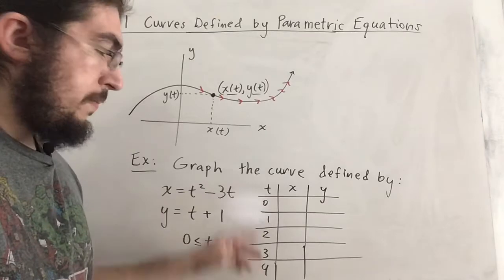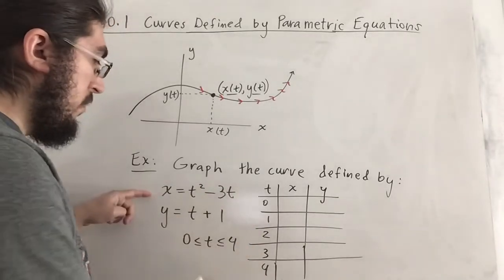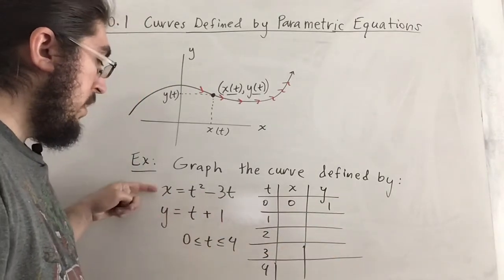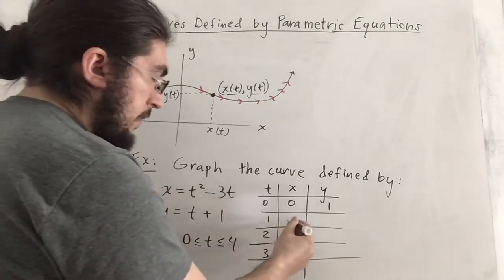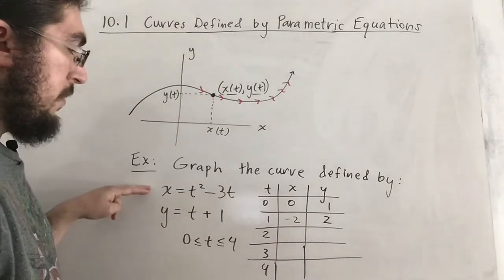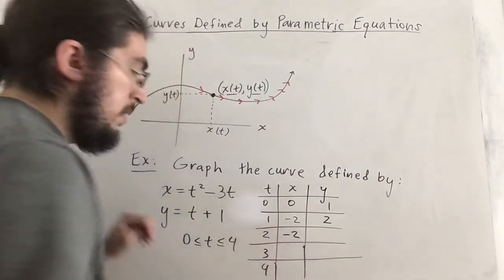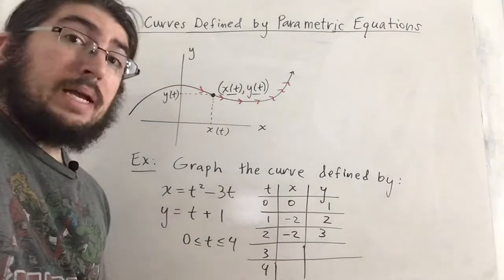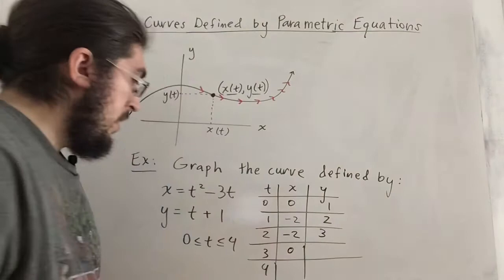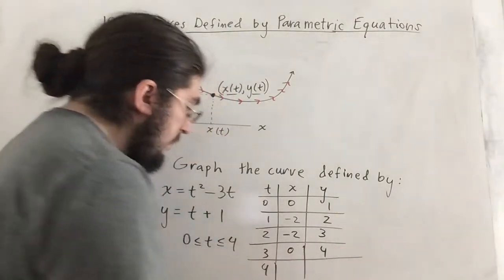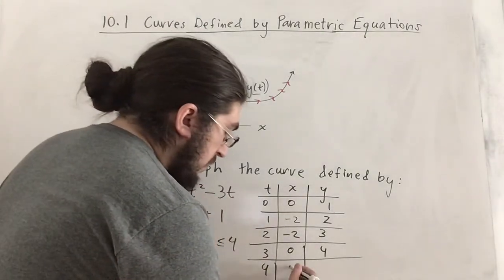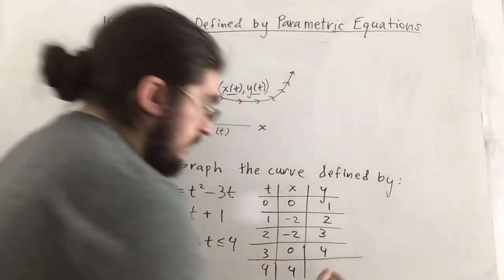So now we're going to plug in t being these numbers into x and y. So for 0, x will be 0, y will be 1. When you plug in 1, you will get, let's see, 1 squared is 1, minus 3 is going to be negative 2 for x, and 1 plus 1 is 2 for y. When you plug in t equals 2, on the top you get 4 minus 6, which is negative 2, and 3 for y. Okay, plugging in 3 gives us, let's see, 9 minus 3 times 3 is also 9, 9 minus 9 is 0. Very good. Plugging in 3 here, 3 plus 1 is 4. And then finally plugging in 4. 4 squared is 16, 4 times 3 is going to be 12. 16 minus 12 is 4, and plugging 4 into y will give us 5.